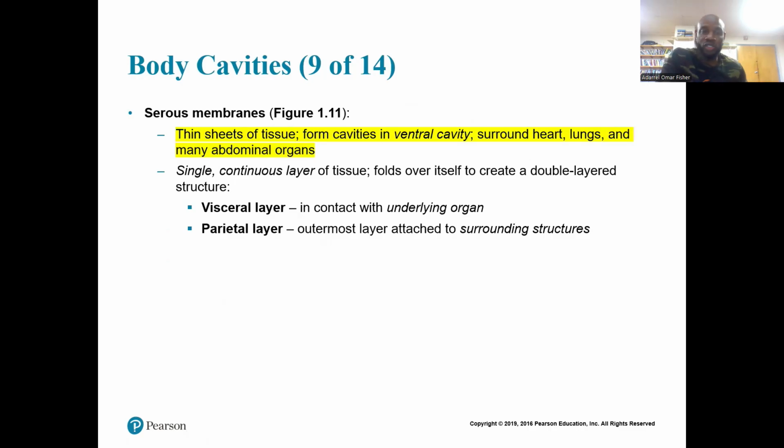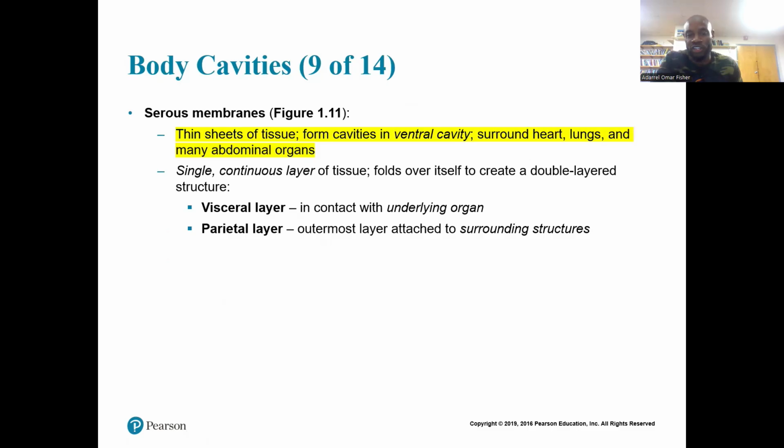There are also membranes, other ways to look at how the body is divided and how the body is organized. Membranes are thin sheets of tissue. They form cavities around the heart, lungs, and abdominal organs. Think of it like this: let's say this is the organ, and I take this piece of paper, fold it on itself, and wrap it around this organ. That would form the membrane. That's kind of like how the membranes are.